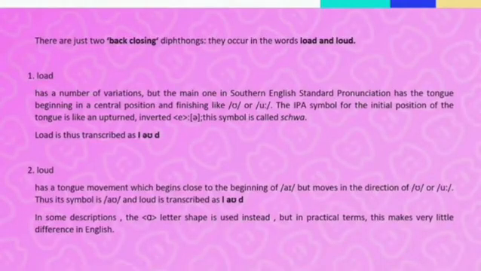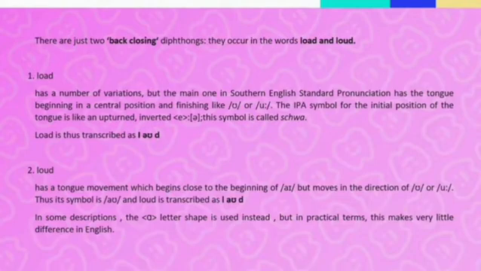There are just two back closing diphthongs. They occur in the words loud and loud. Loud has a number of variations, but the main one in Southern English Standard pronunciation has the tongue beginning in a central position and finishing like U. The IPA symbol for the initial position of the tongue is like an upturned, inverted E. This symbol is called schwa. Loud is thus transcribed as loud.